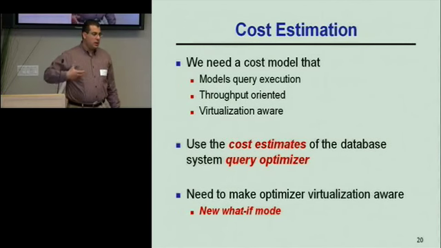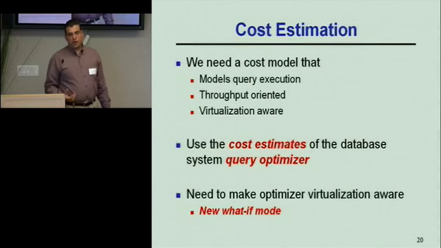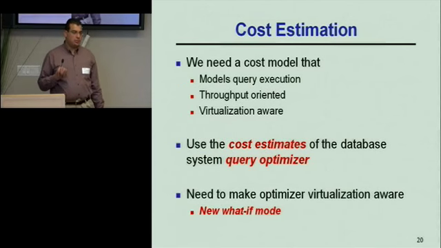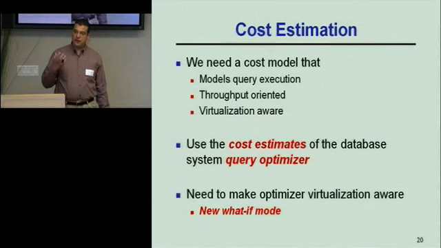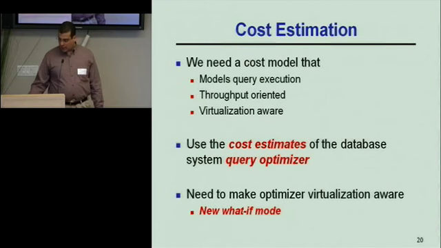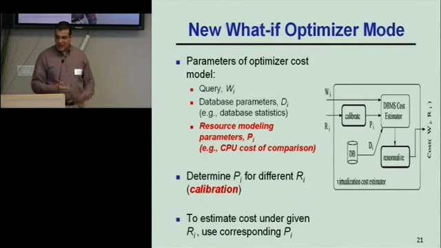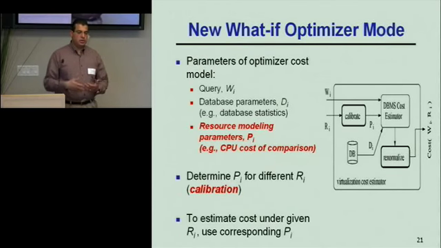We need to create a new what-if query optimization mode in which we ask the optimizer, if you had this resource allocation, what would be the performance, what would be the throughput of this query workload? Okay? And to do that, we need to calibrate the cost optimizer to be aware of different resource allocations.